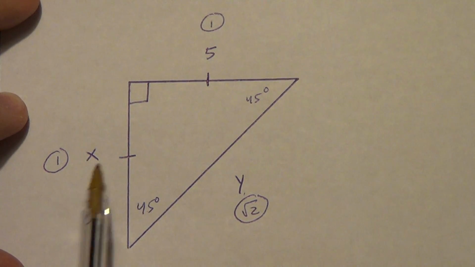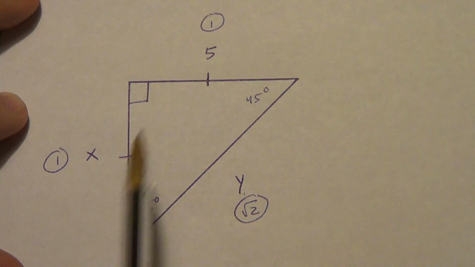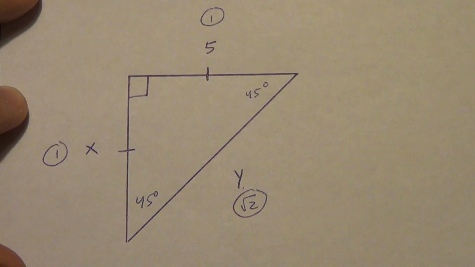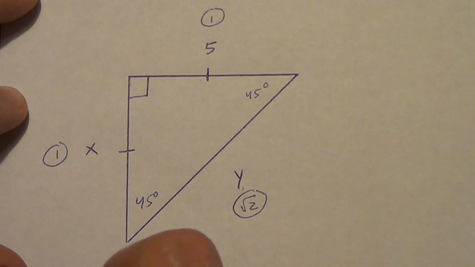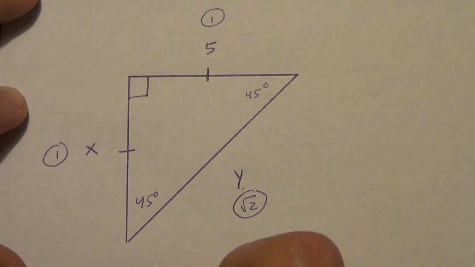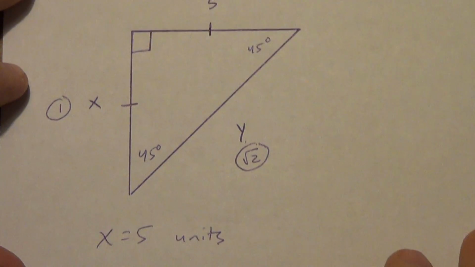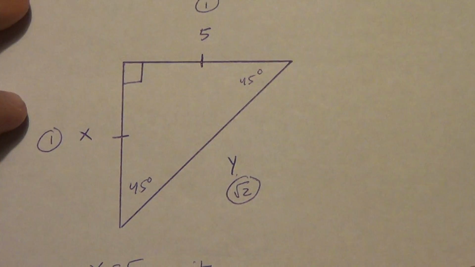Okay. Now x is easy. These sides are equal. So we don't really have to show any work on that one. We can just literally write down x equals 5 units. All right. No work required. That's pretty simple. All right. Now, for the y, though, we're going to show some work.